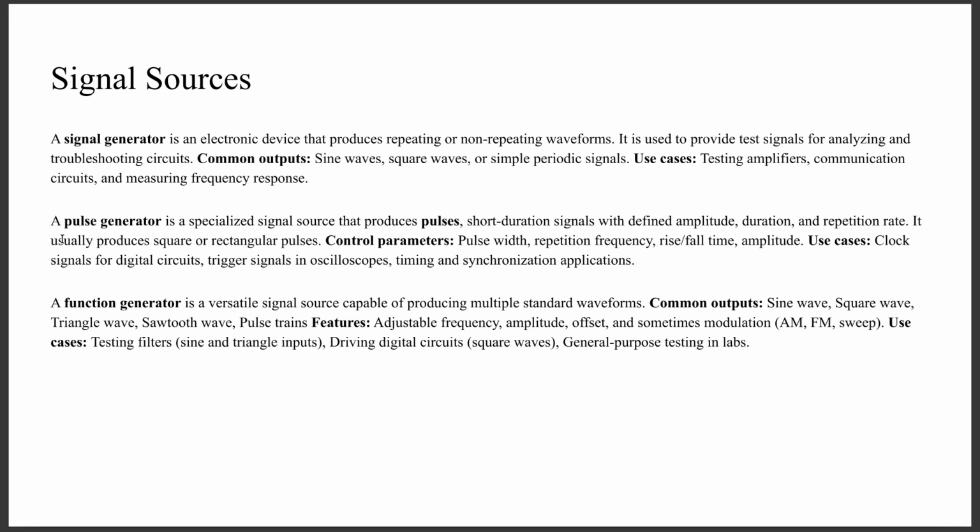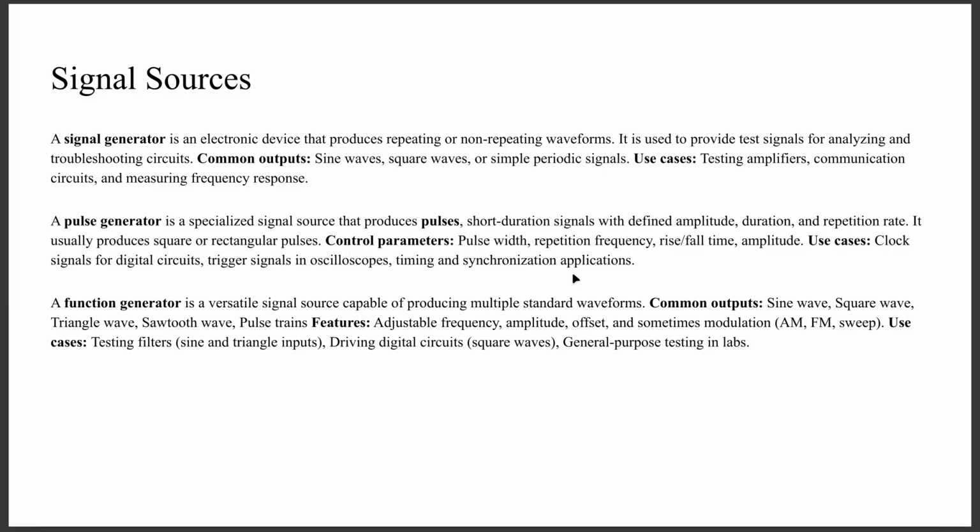A pulse generator is a specialized signal source that produces pulses, short-duration signals with defined amplitude, duration, and repetition rate. It usually produces square or rectangular pulses. The control parameters include the pulse width, repetition frequency, rise and fall time, and amplitude. It is used for clock signals in digital circuits, trigger signals in oscilloscopes, timing and synchronization applications.